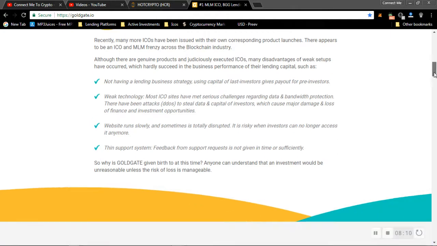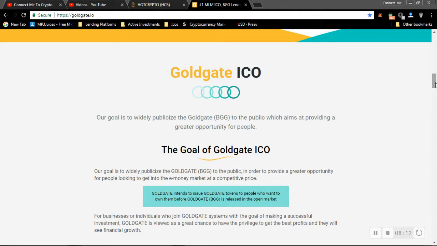So let's move on. Goldgate ICO: our goal is to widely publicize the Goldgate BGG to the public, which aims at providing a greater opportunity for people. That's what I found on CoinMarketCap, plastered right across the top, the goal of Goldgate ICO. Our goal is to widely publicize the Goldgate BGG to the public in order to provide a greater opportunity for people looking to get into the e-money market at a competitive price.